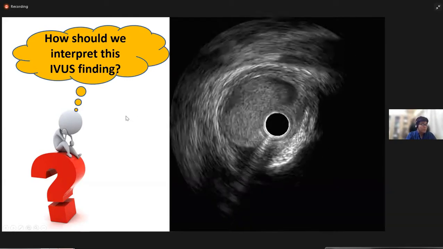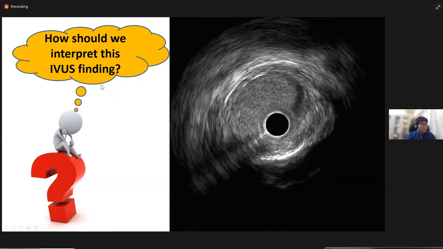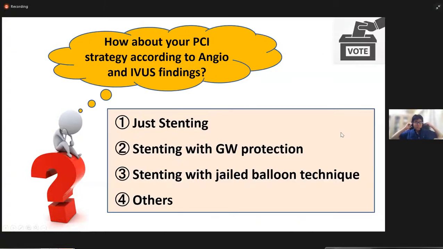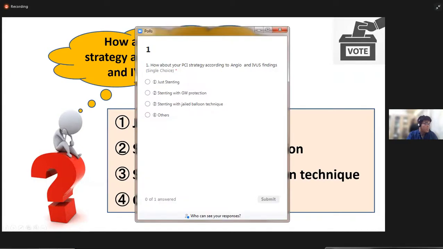The most important point is, how should we interpret this IVUS finding? Today, I'd like to make my lecture more interactive. That's why I prepared a couple of questions. So anyway, this is my first question. How about your PCI strategy according to the angiogram and the IVUS finding?